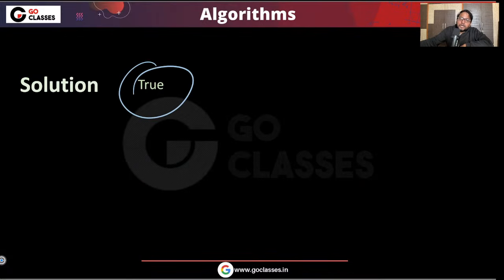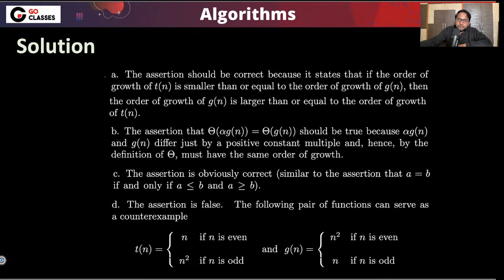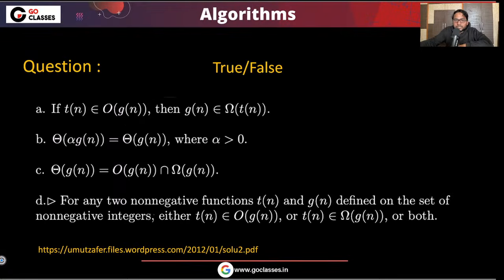Now let's solve this. Maybe this is an easy question. The answer is on the next page. You can just try solving this. Maybe we can solve this D. They are saying that two functions are always either this or this. Let's just answer only this D.